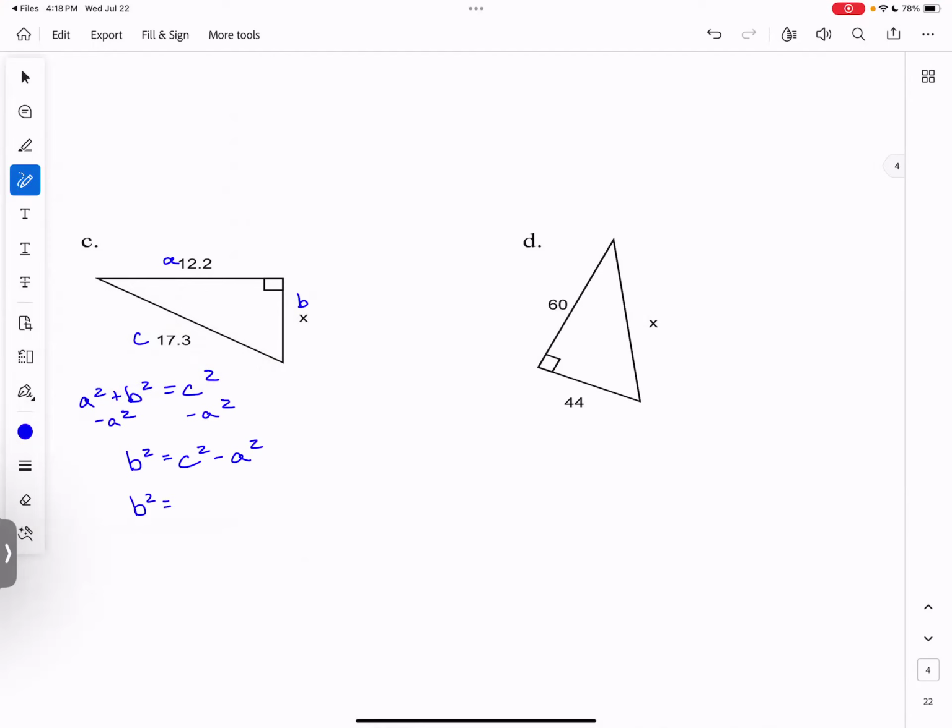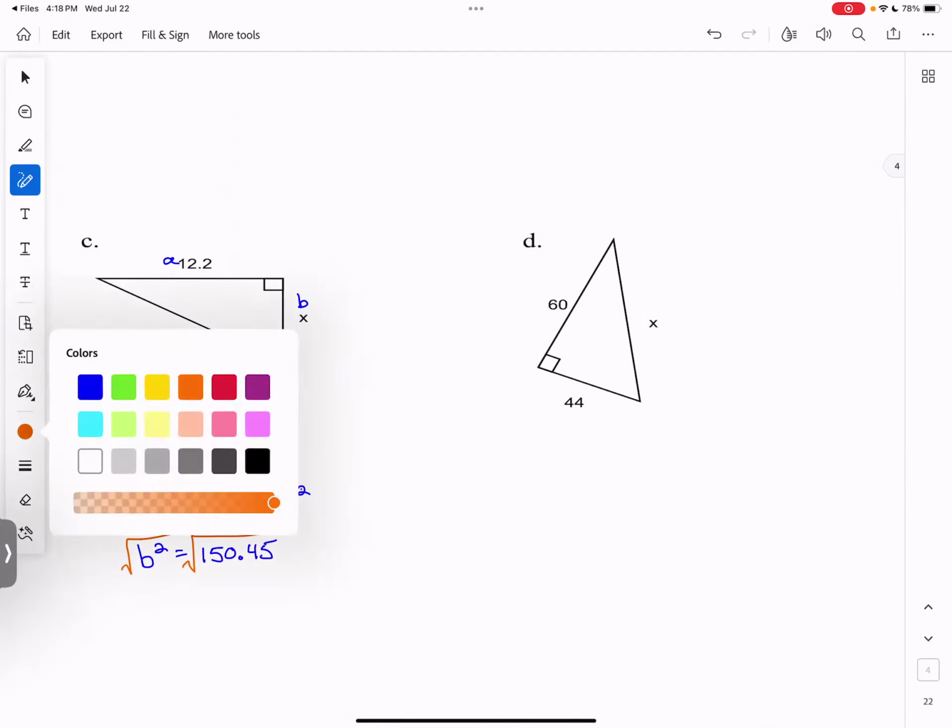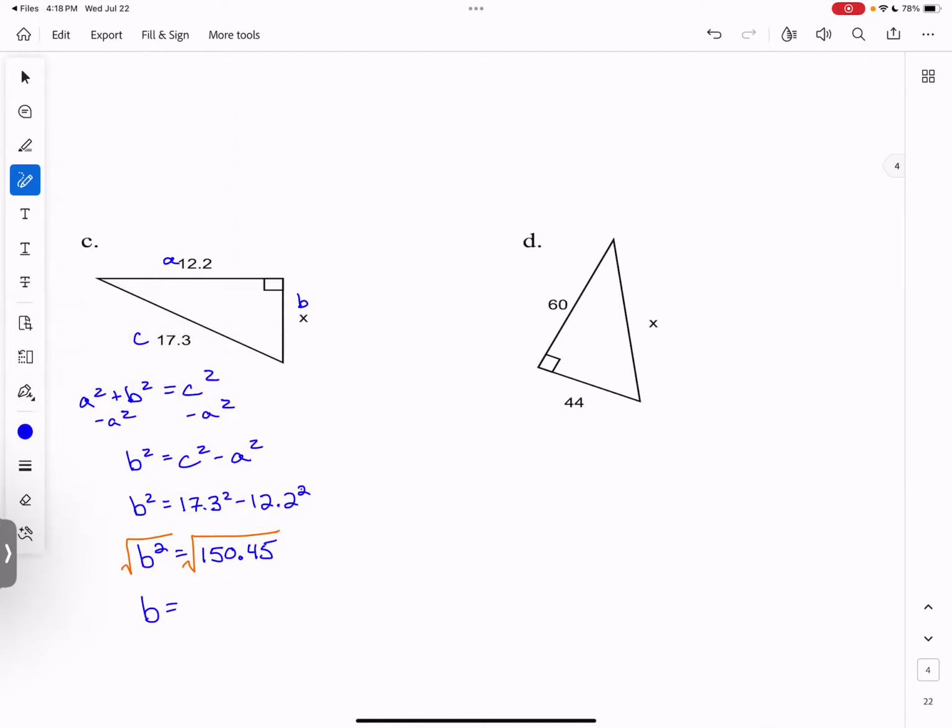So b squared then is going to be c squared, which is 17.3 squared, minus a squared, which is 12.2 squared. And so b squared equals, let's calculate that out. I get 150.45. And then we're going to take the square root of both sides. And when we do that, we get, to the nearest tenth, 12.3.